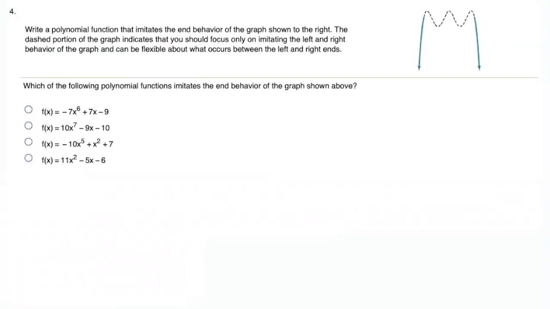And one final question for you. Question 4 says, write a polynomial function that imitates the end behavior of the graph shown to the right. The dashed portion of the graph indicates that you should focus only on imitating the left and right behavior of the graph and can be flexible about what occurs between the left and right ends. If we look at our graph, we see that the ends are going in the same direction. This behavior is true of polynomials of even degree.